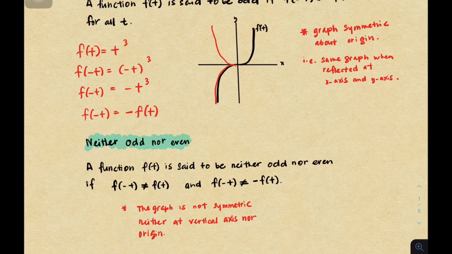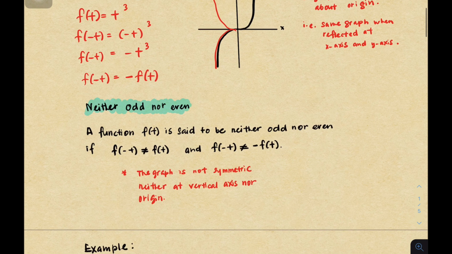And then the third one is neither odd nor even. It means that when you substitute t with negative t, you will not get f(-t) equal to f(t), and you will not get f(-t) equal to negative f(t). That means the function is not even and not odd, so we call that function neither odd nor even. When you plot the graph, it is not symmetric at the origin, and also not symmetric at the vertical axis.